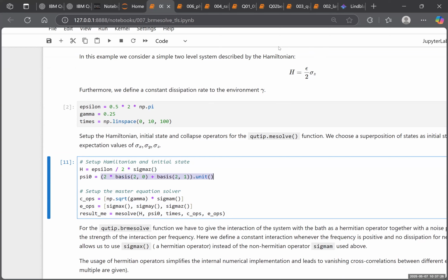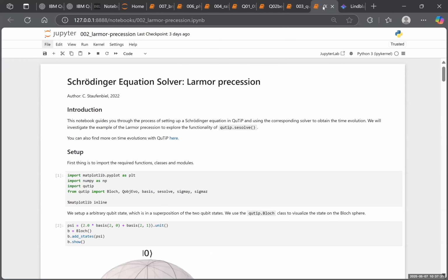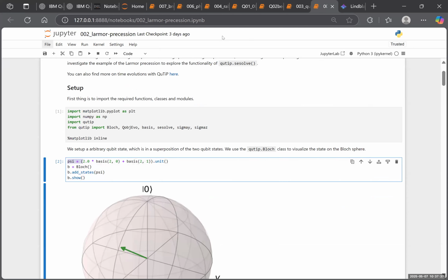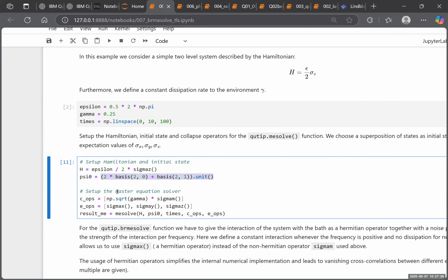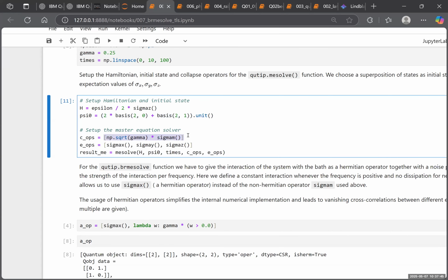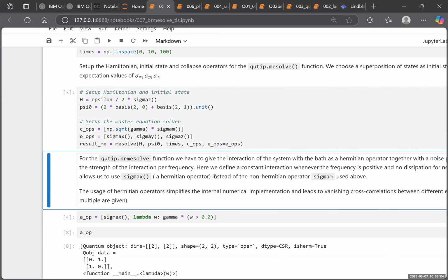This is the initial state similar to what we have seen previously here in the Lamor precession. This is the state we start with, and you set up the jump operator, the collapse operator, and this is the E operator. So let's use the keywords so they won't complain. Okay, and then you solve it. This is for ME solve. So still the master equation. We already saw the result.